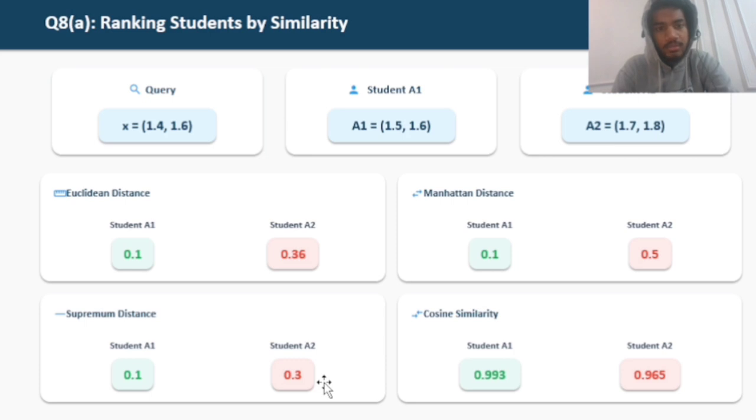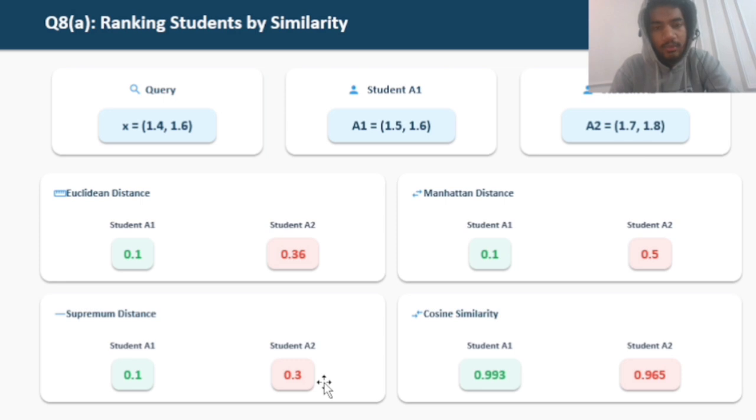Now, let's solve question number 8, one of the most important ones. We have two students whose values are given: A1 equal to 1.5, 1.6, and A2 we have 1.7 and 1.8, and a query vector equal to 1.4 and 1.6. We will compute similarity using four measures.